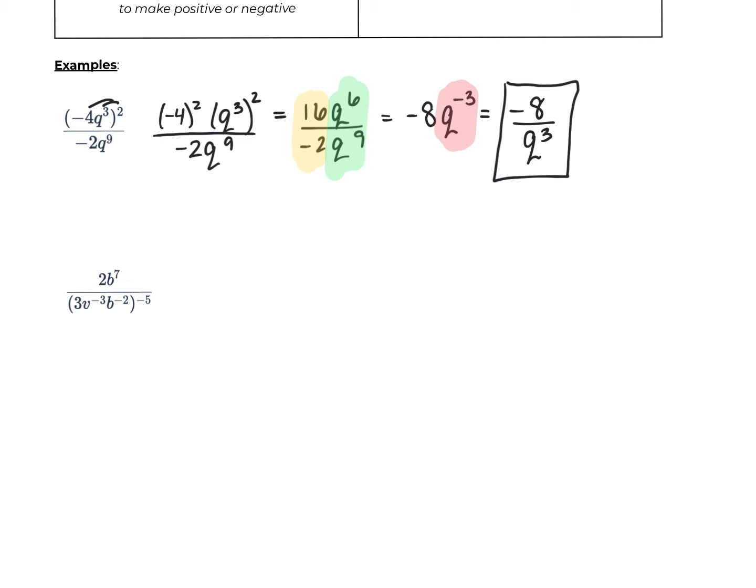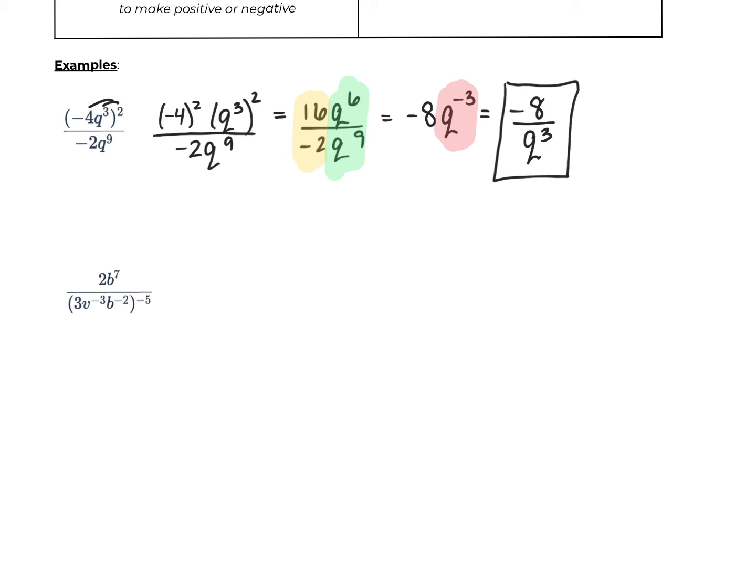Now, just a couple things. This coefficient, -8, it is negative, but that doesn't mean we bring the negative downstairs. The only thing that goes downstairs is the negative exponent, not the negative coefficient. All right, that was a quick review of exponents.